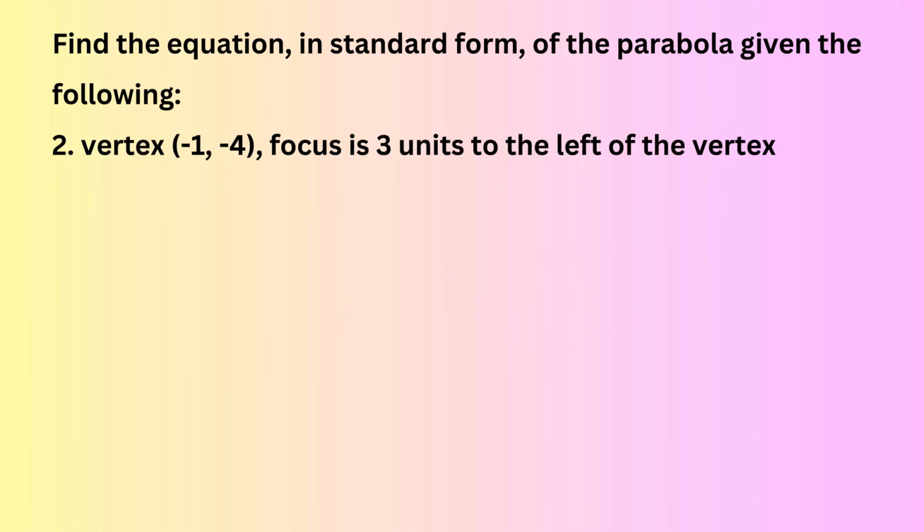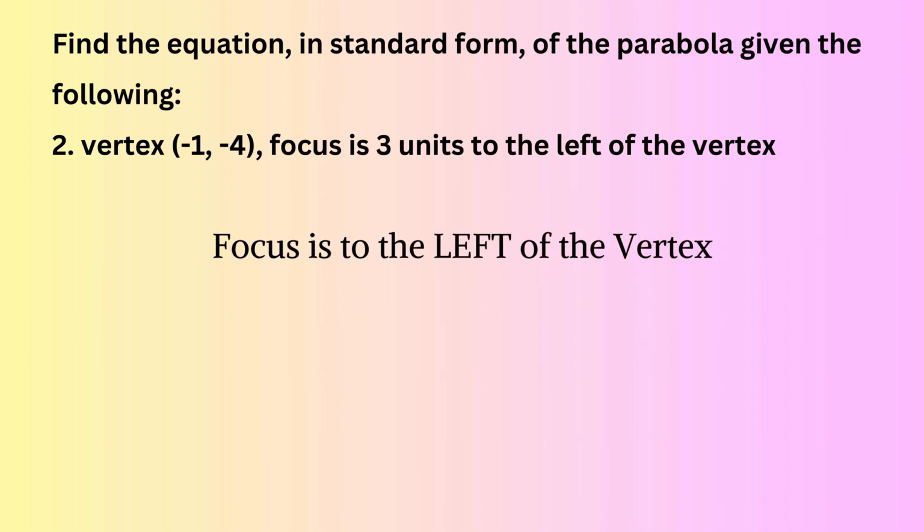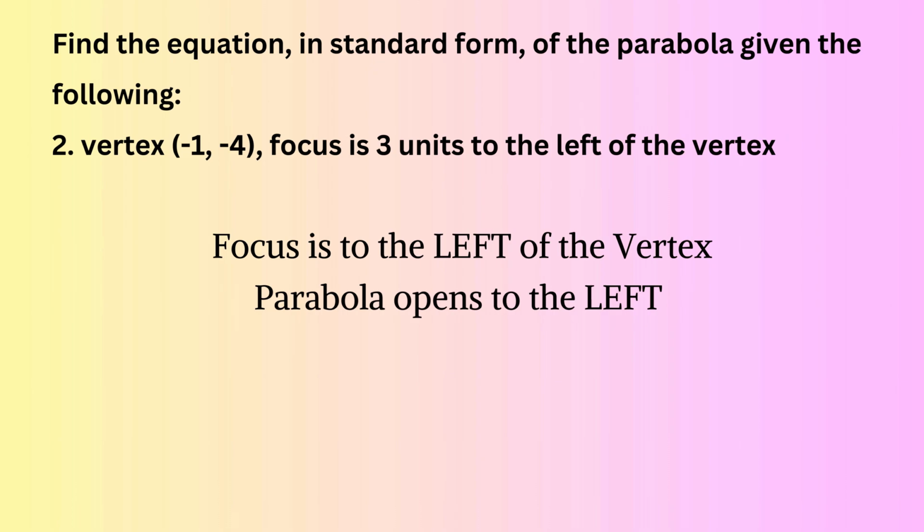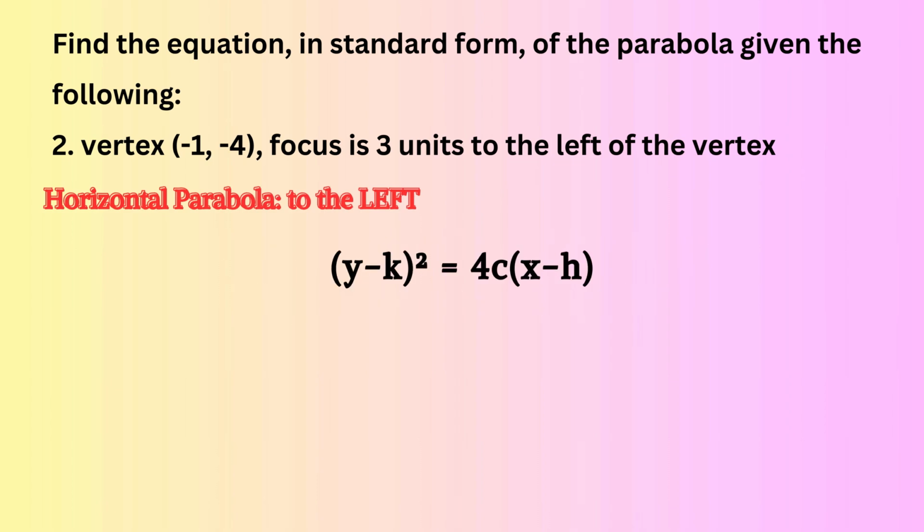This time, our given is the vertex, and the focus that is 3 units to the left of the vertex. Since the focus is to the left of the vertex, then our parabola opens to the left. And because the orientation of the parabola is horizontal, then our equation must follow (y minus k) squared equals 4c times (x minus h). Our vertex is given at -1, -4. In this vertex, our h is -1, and our k is -4.